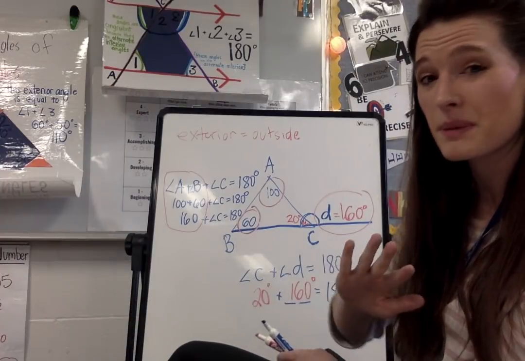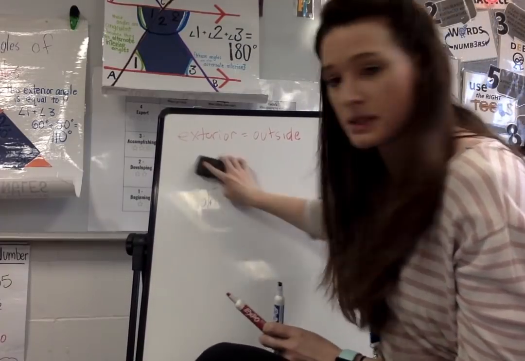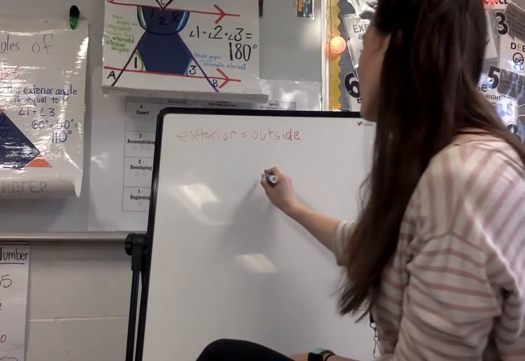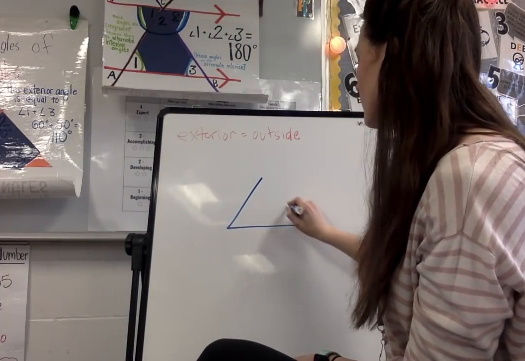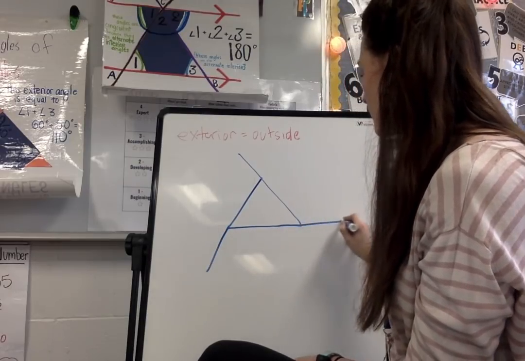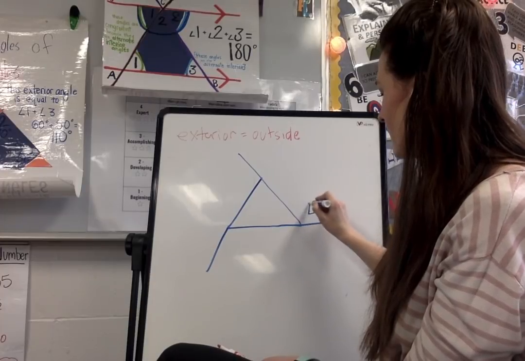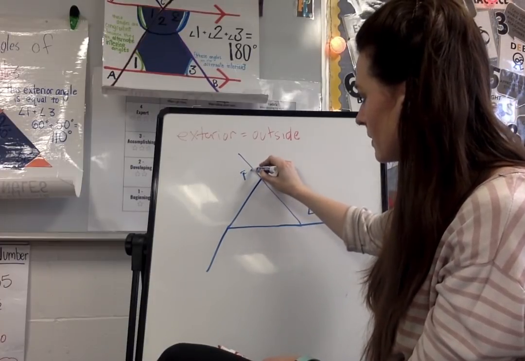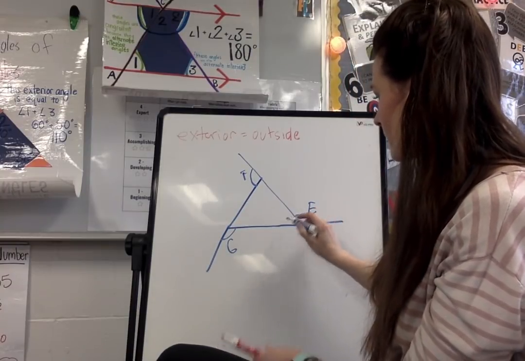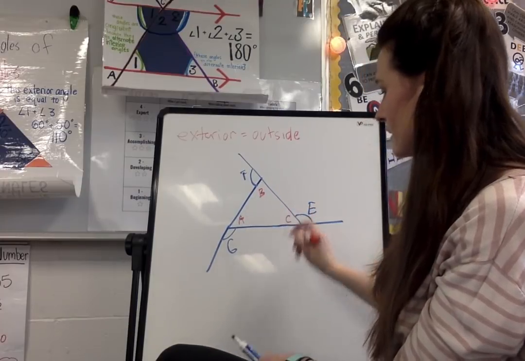Okay, this can happen with any triangle. So I'm going to do another example that's not on your piece of paper. If I had another triangle, I'm going to draw a lot of exterior angles. I'm going to label these E, F, G. I'm going to label the inside A, B, C.